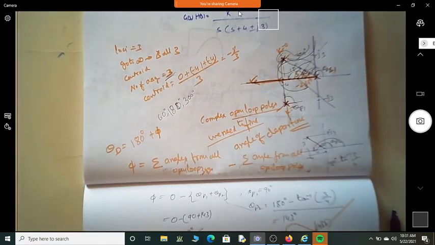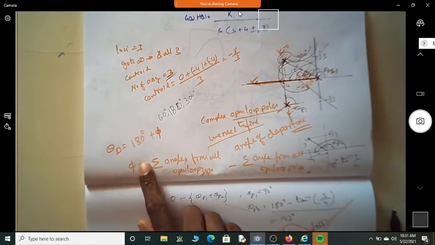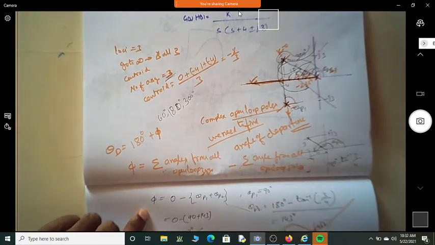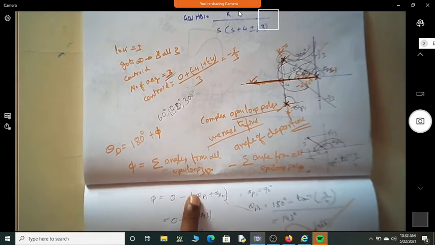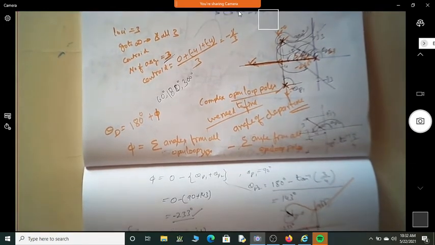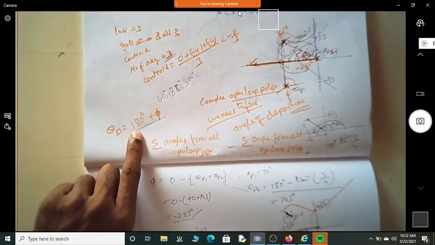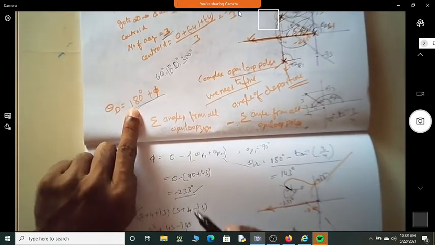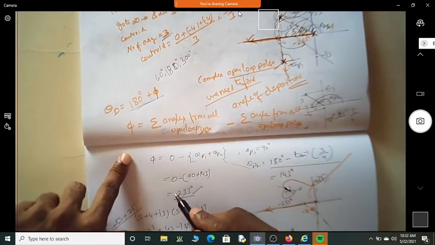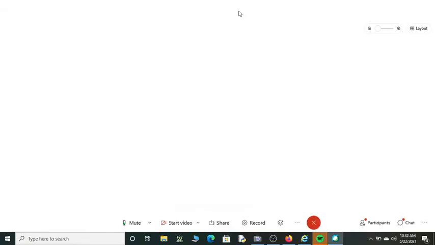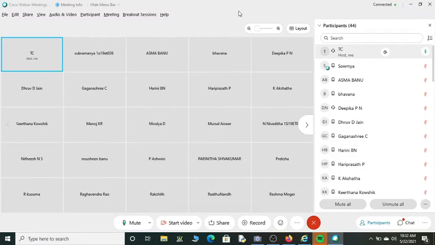Since the poles are complex, we don't know the angle at which they leave. For that we are going to find one mistake. Of course, we would have caught it when we did the simulation. We actually missed this one, 180 plus. We have simply done this 5, and this is only 5, so this is not 180. To find theta d, it is actually 180 plus 5.